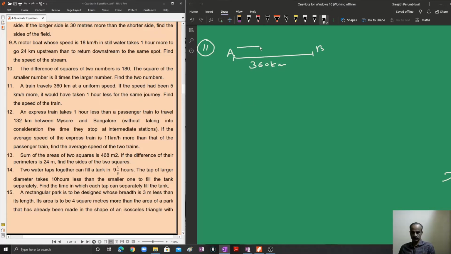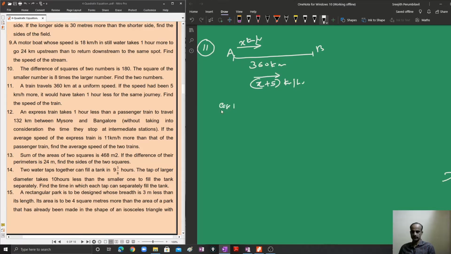The train is going from A to B. First case, it has some speed. Second case, the speed increased. Suppose the speed is x kilometer per hour. What is the new speed? Had the speed been 5 kilometers more, that means x plus 5 kilometer per hour. And it would have taken 1 hour less. That means if the speed is more, it will take 1 hour less. So we will do it as two cases.